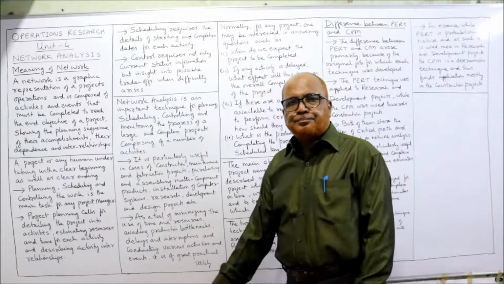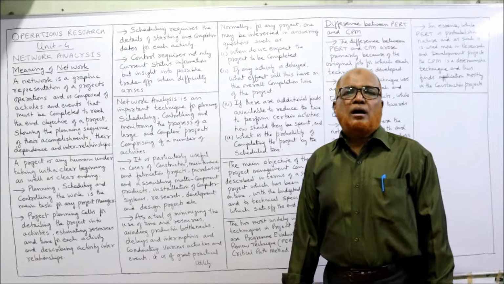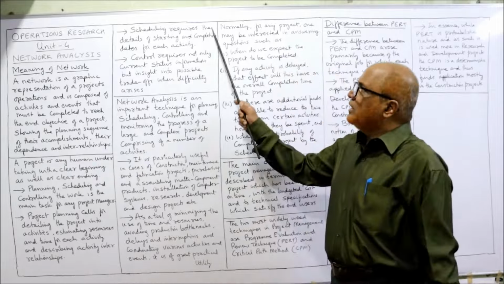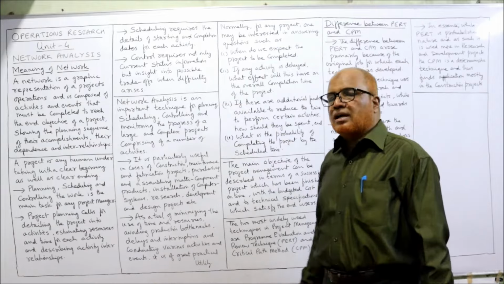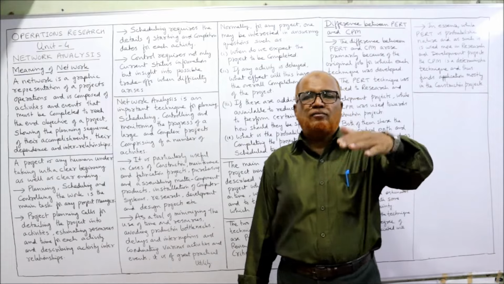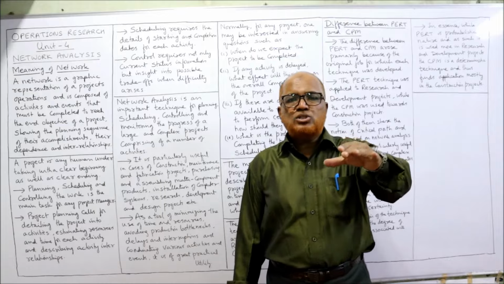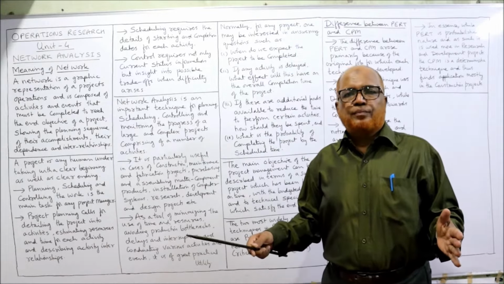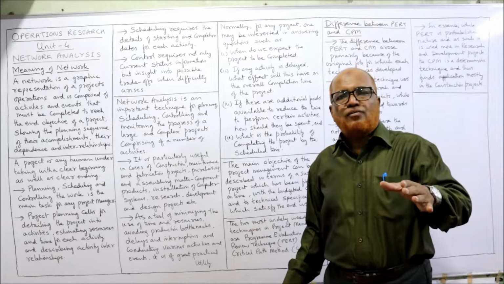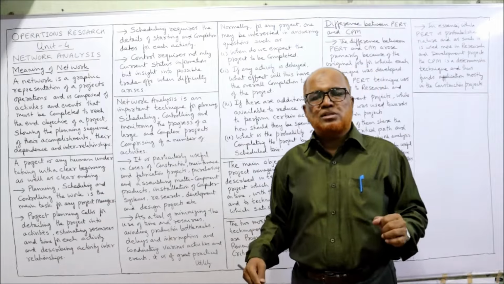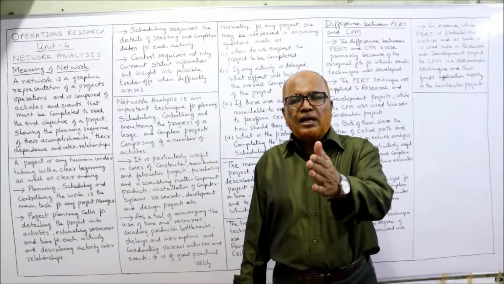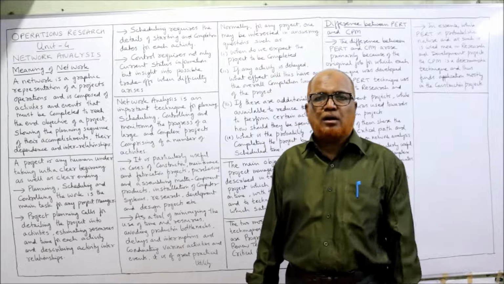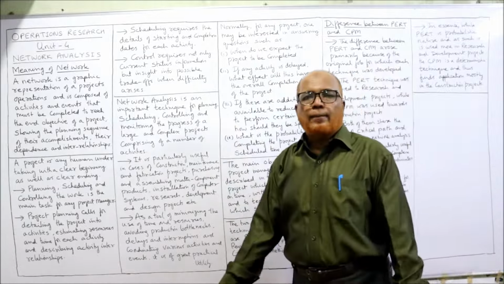Secondly, scheduling. Scheduling means estimating how much time is required to accomplish each activity. So scheduling requires the detailing of starting and completion for each activity. When the activity should be started, when the activity will come to an end, how much duration is required. Example, in the construction industry, the project manager, the engineer, first of all has to plan what resources are required. Secondly, scheduling: when each activity will start and when that activity will come to an end, how much duration is required. That is scheduling. Thirdly, controlling.